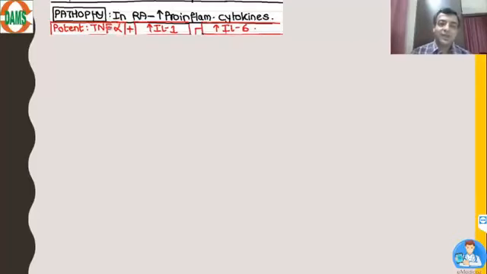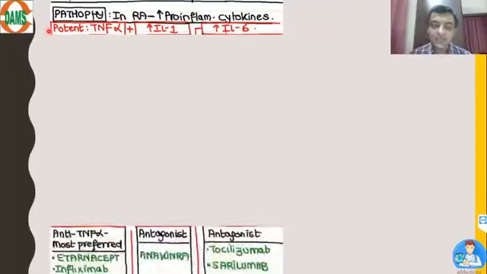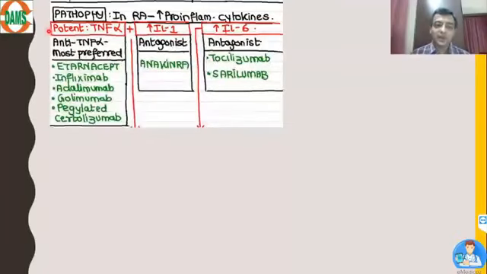So in a patient with RA, the TNF alpha, interleukin 1 and interleukin 6 levels are elevated, which further activates the immune cascade. If you want to suppress the inflammation, we have to suppress these cytokines. So which are they? Number one, we can block the TNF alpha.